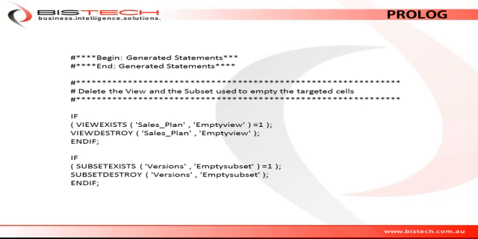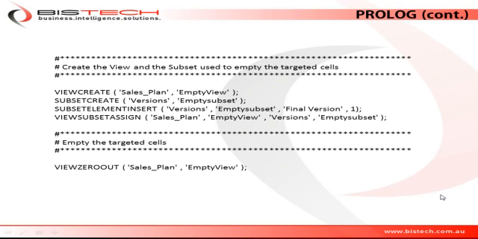So this is a snapshot of the script written in the PROLOG tab, and here we are going to delete a view and a subset. Those are used to clean up, to empty the target cells in the final version. And it says, if the view exists equal 1, it means yes, I destroy the view. And if the subset exists equal 1, yes, I destroy the subset. So second section in the PROLOG tab here, where I'm going to create a view, create a subset, add an element in the subset pointing to the final version here, assign the subset to the view, and finally, using the ViewZeroOut function, empty the target cells.